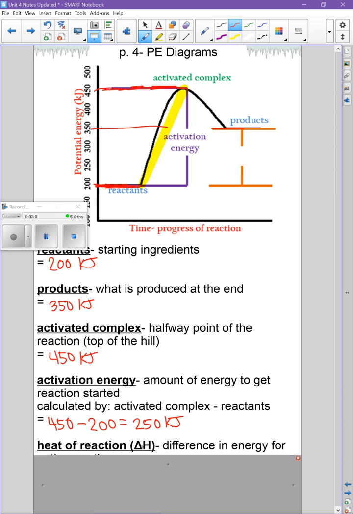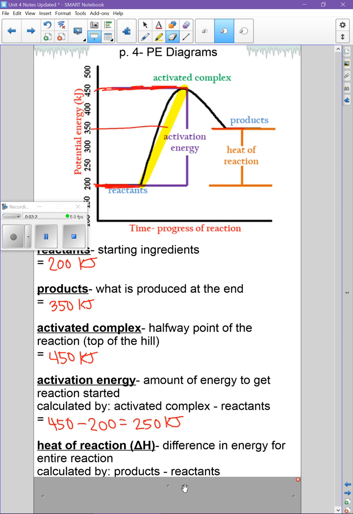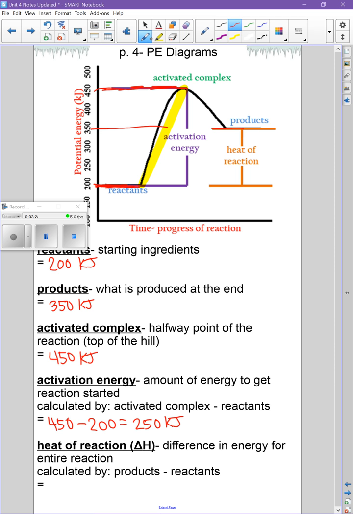The last piece is the heat of reaction. Another way to read that, this triangle is read delta, so heat of reaction, or delta H, is the difference in energy for the entire reaction. So that would be found here between products and reactants. So the way that you're going to calculate is by subtracting those two things. You're going to do products minus reactants. So if I did that for this example, the products, remember if we read over at about 350, minus the reactants at about 200 equals 150 kilojoules. So same pieces of the graph, and now we just did a little bit of math with them.